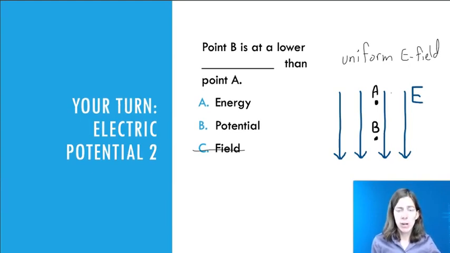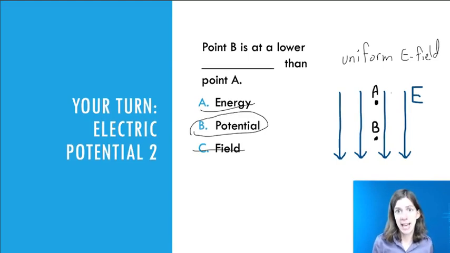And let's look at the answer A here, energy. So a point doesn't have energy, right? A charge can have energy, but not a point. So it doesn't make sense to say point B is at a lower energy. So by process of elimination, potential is our answer.